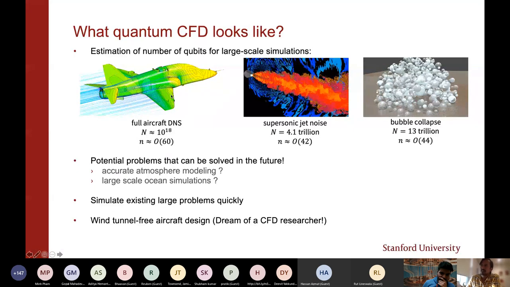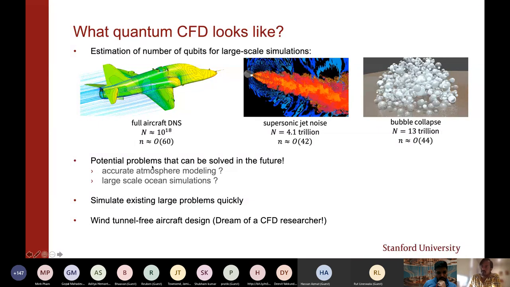And the main and most important problem here, full aircraft DNS, which is impossible right now. It's 10 to the power 18 grid points. You need 60 qubits to solve this problem. So we can see the impact of quantum computing for CFD in this.